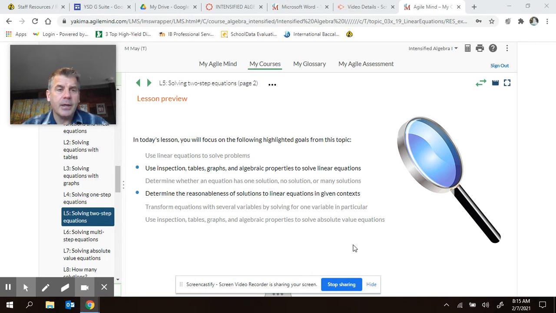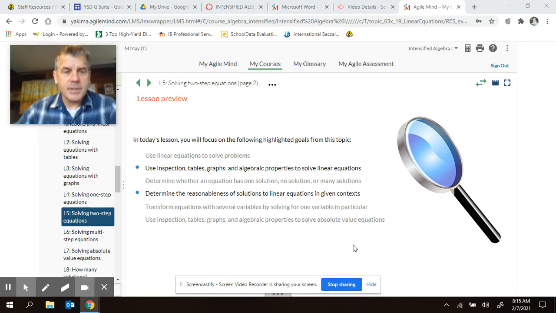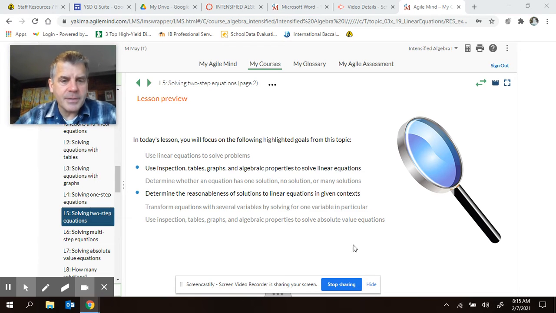There's always a way to check when you're solving equations. It's a nice part of the study of mathematics. You should never miss a solving equation because you have a check.